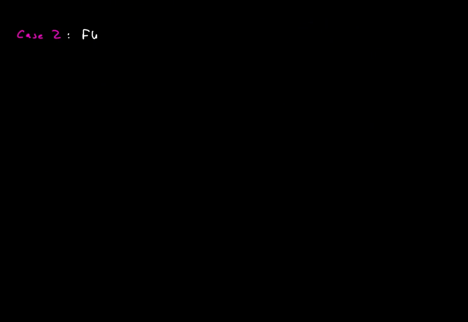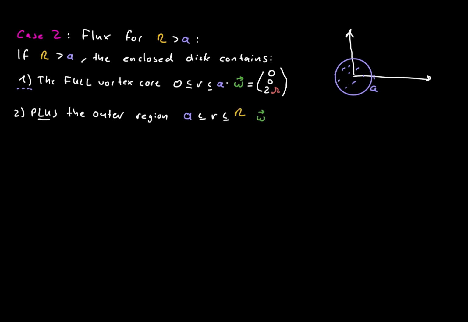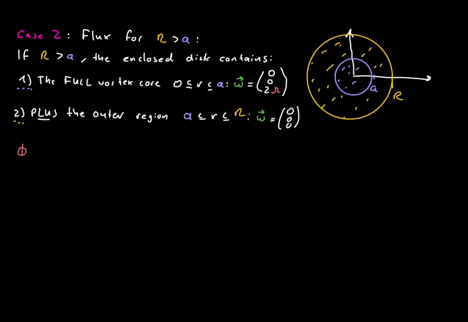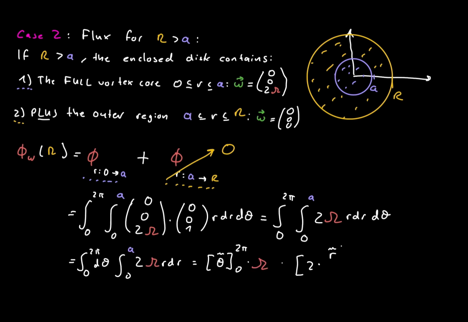If the radius r is larger than a, only the core contributes to the vorticity flux, because outside the core, the vorticity is 0. Therefore, the integration is performed only from r equals 0 to r equals a. This gives 2 pi omega a squared.